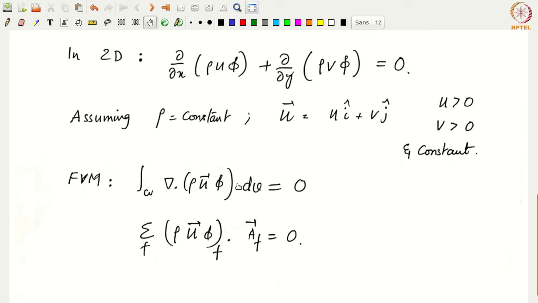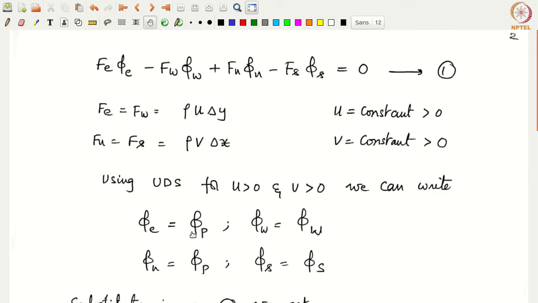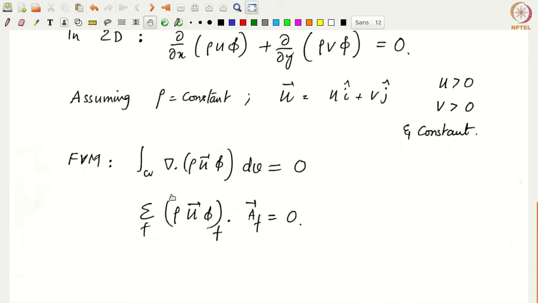All right, then we have to choose a particular scheme in order to further discretize this problem. Okay, so if I go back, essentially what we have is rho u bar phi f dot A f bar. Then this can be expanded for each of the faces, that is east, west, north and south.